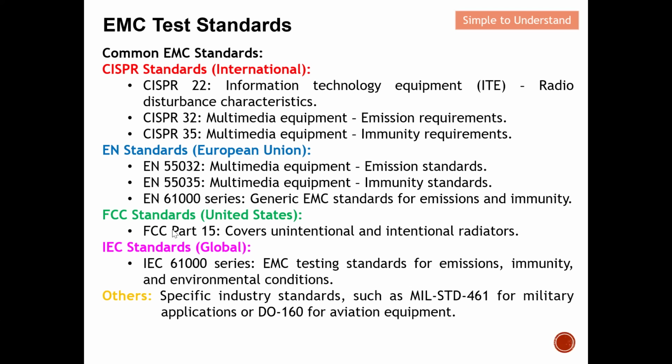Next will be FCC. FCC is for the US, mainly FCC Part 15. Part 15 covers the unintentional and also the intentional radiators. In short, anything that you radiate out will be covered by FCC Part 15. The rest fall under the global standard, which is the IEC 61000 series. These are a series of tests. Later on, when you see my playlist, you will be able to understand all this.